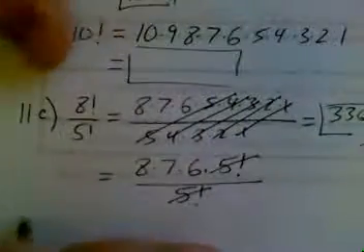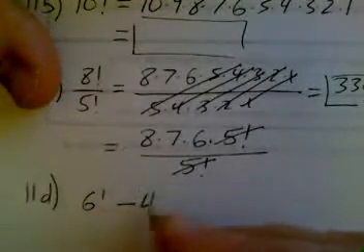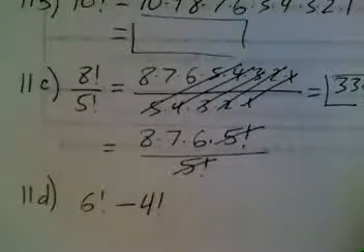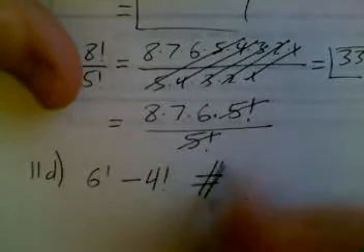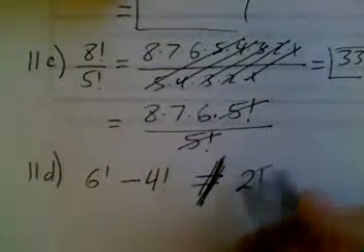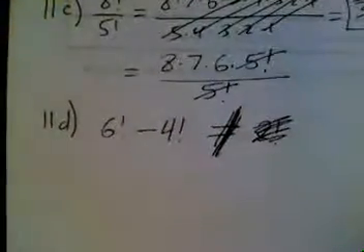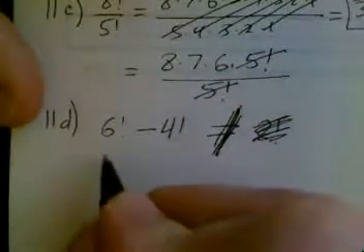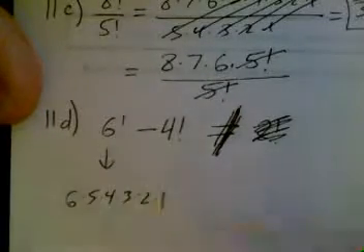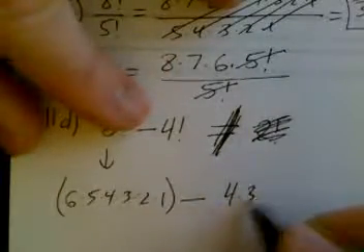Last one is D. 11D is not fun. Only it's not fun because you're subtracting two factorials like this. No. No, no, no. This is not, never will be, 2 factorial. Doesn't work that way. These are two multiplicative pieces, okay? Let me show you what they really are. 6 factorial is 6 times 5 times 4 times 3 times 2 times 1 minus 4 factorial is 4 times 3 times 2 times 1.